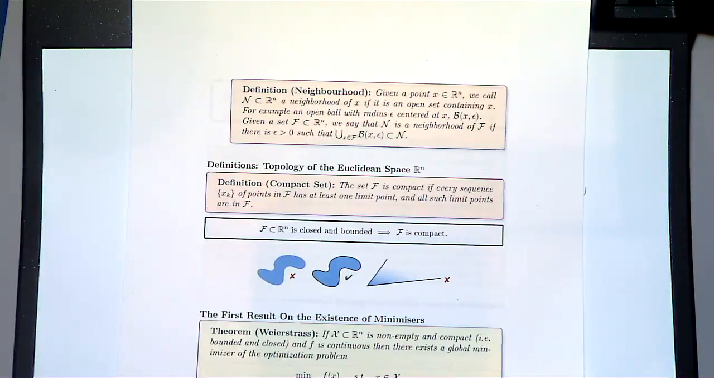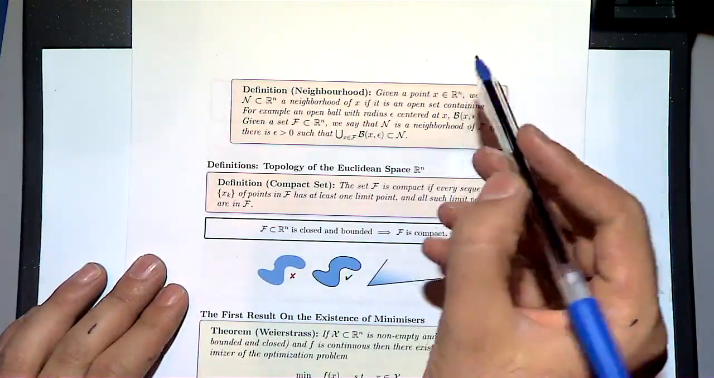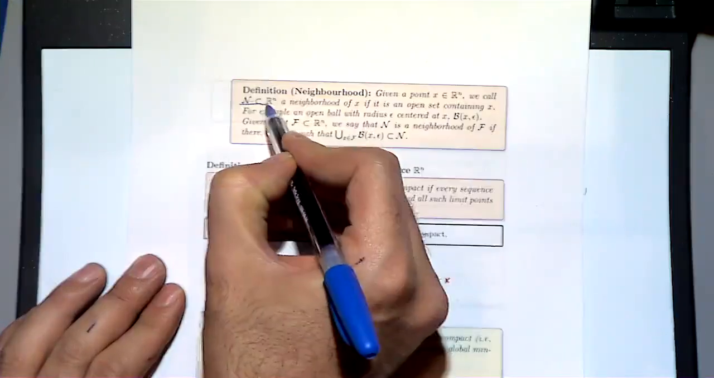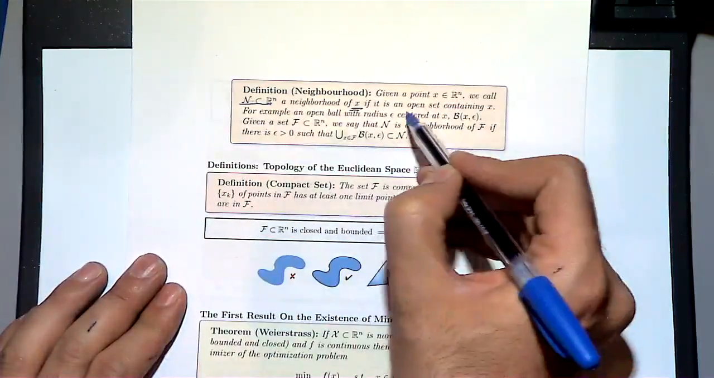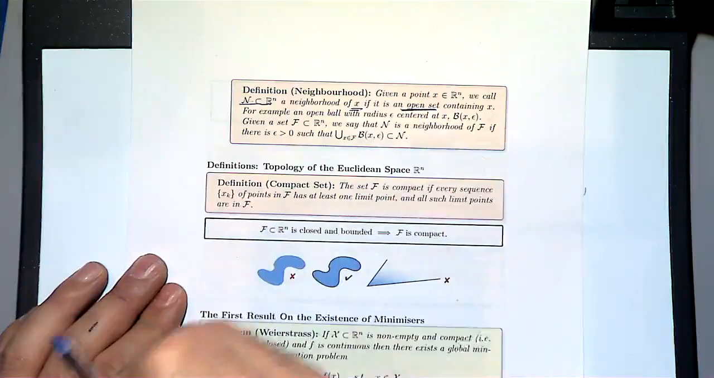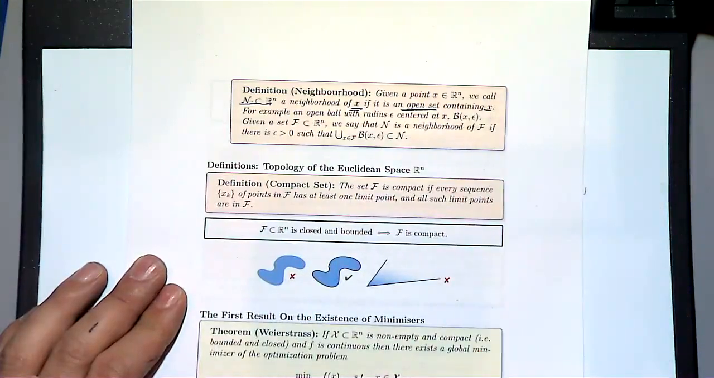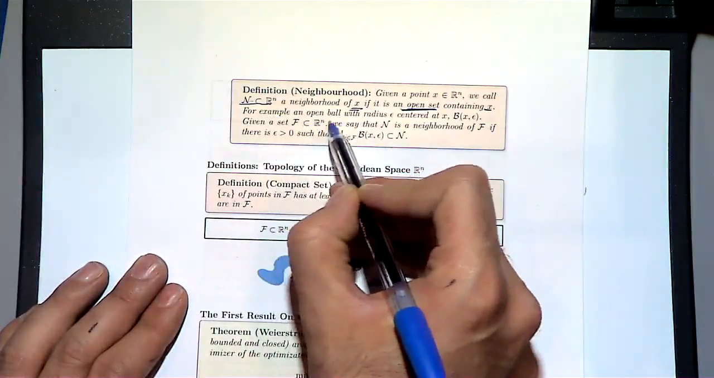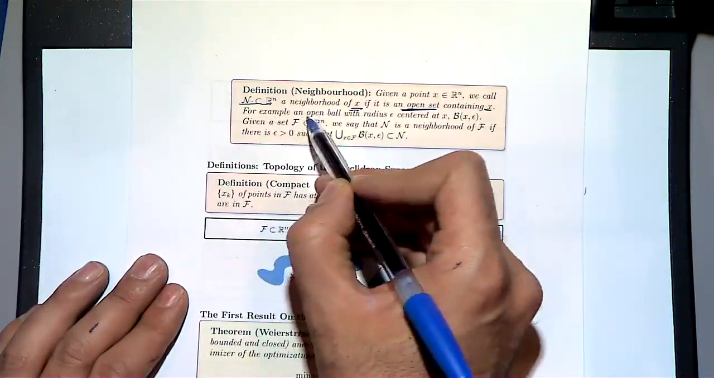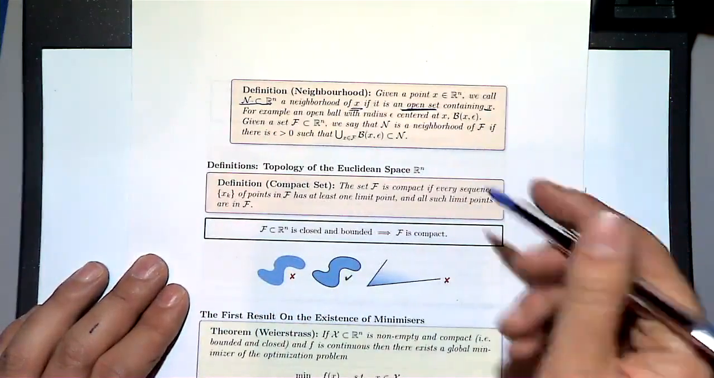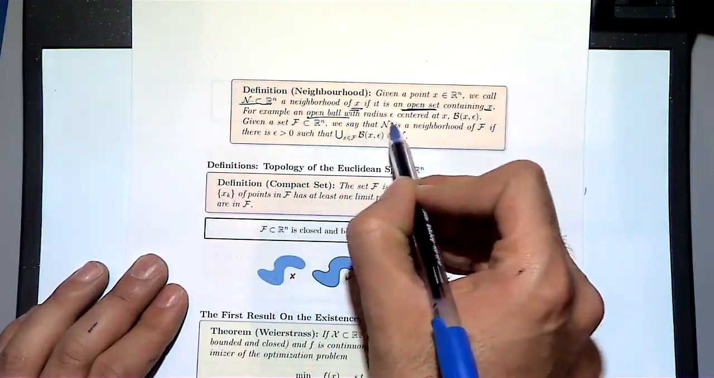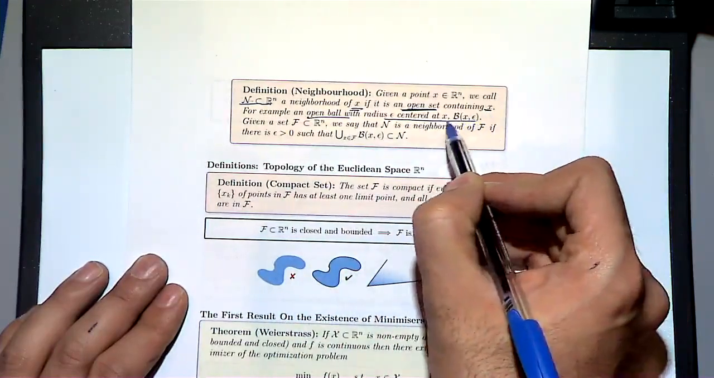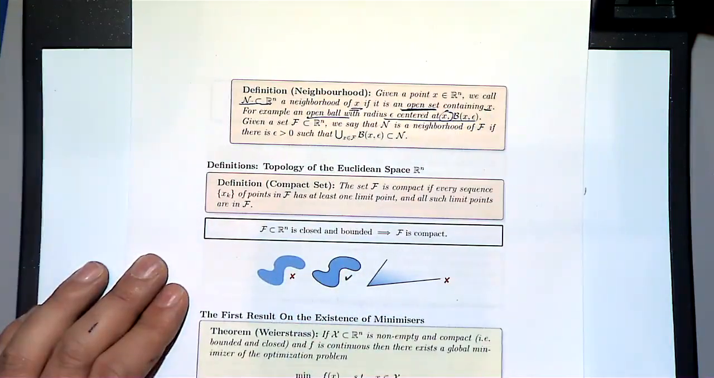We need a definition for neighborhood. We call N a neighborhood of X if it's an open set that contains X. And that's it. Now, as an example, something that is always handy to pick as a neighborhood: an open ball with some radius epsilon centered at X is a neighborhood of X.